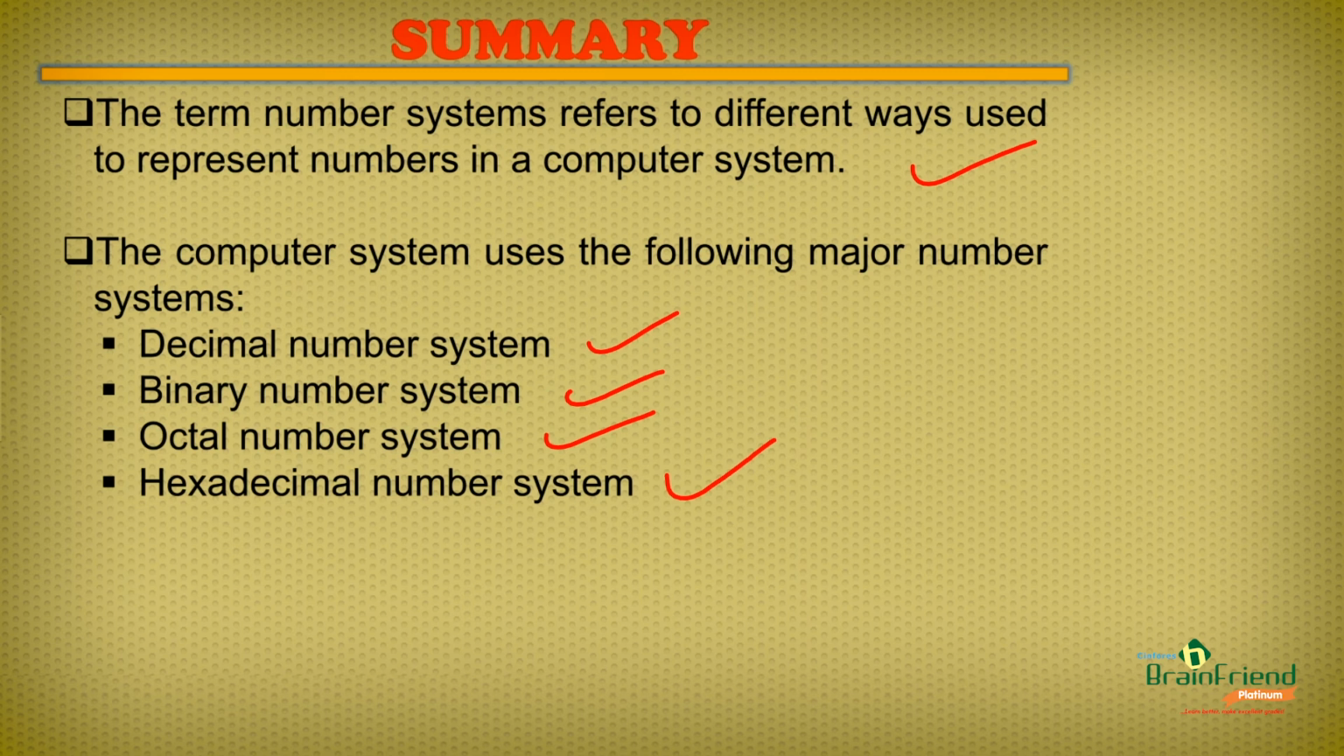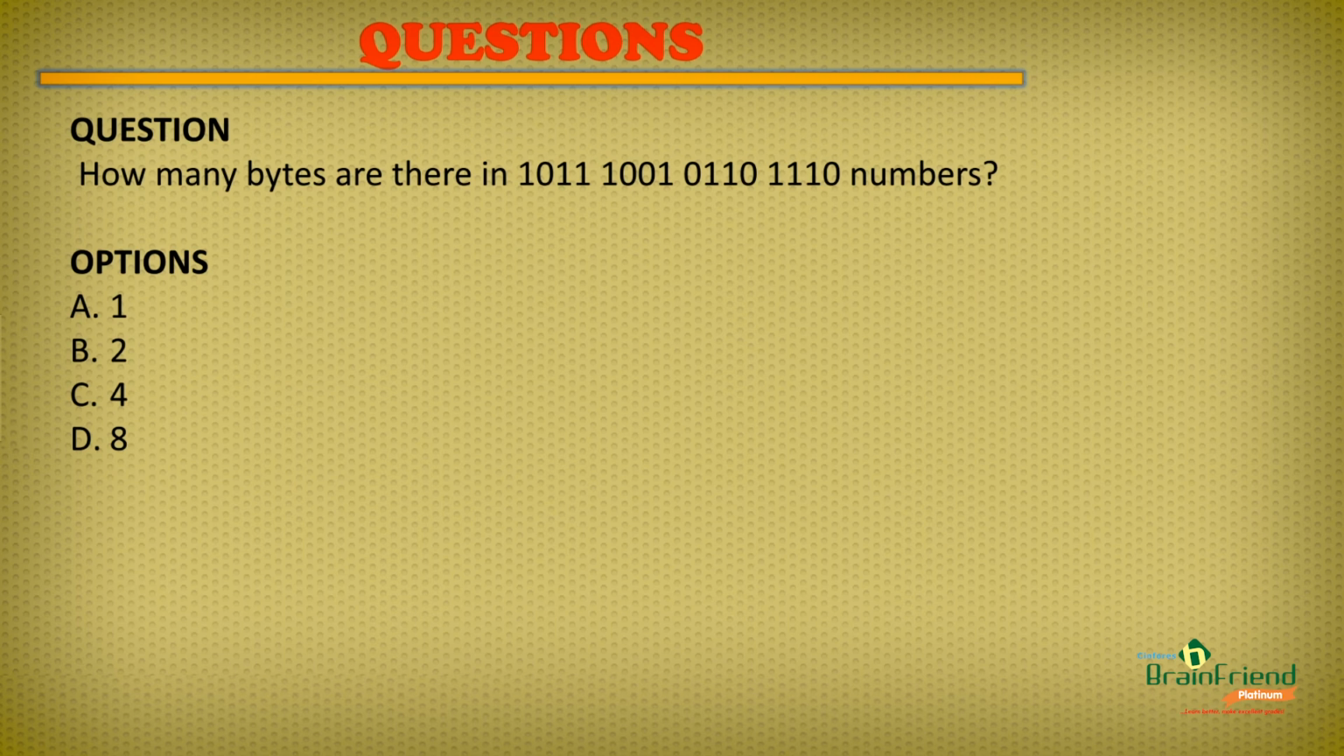Don't be in a hurry to leave. Let's take some test questions. Question 1. How many bytes are there in these numbers? Option A, 1. Option B, 2. Option C, 4. Option D, 8. And the correct answer is option B, 2. Remember we said that there are 8 bits in 1 byte. Here we have 16 bits in these numbers, which are 2 bytes.